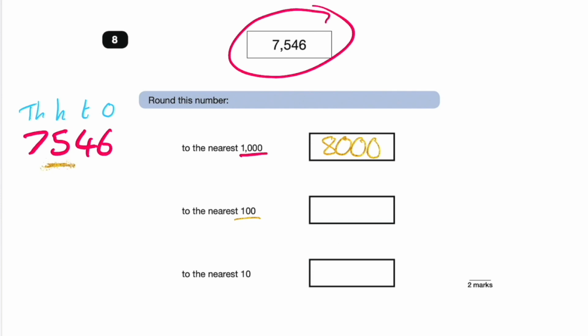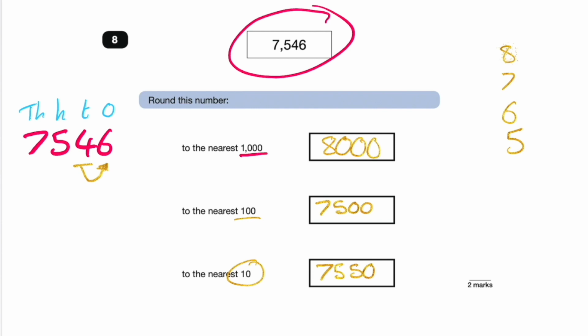Now it wants us to round it to the nearest 100. So if I'm rounding to the nearest 100, I'll underline it and look next door. This time we have a 4. So the 4 is not big enough to round our 5 up. So we're going to keep it as a 5. So rounding it to the nearest 100 would be 7,500. And then rounding to the nearest 10, we're going to underline our 10 and then look next door. And we can see we have a 6, which is greater than 5. So the 6 is going to influence the 4 and bump it up to a 5. So I'll end up with 7,550.